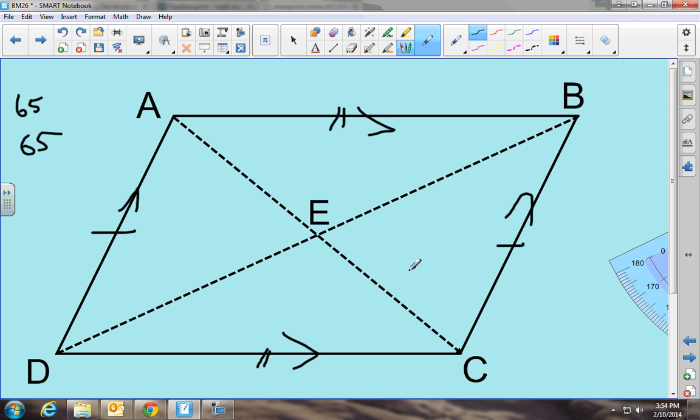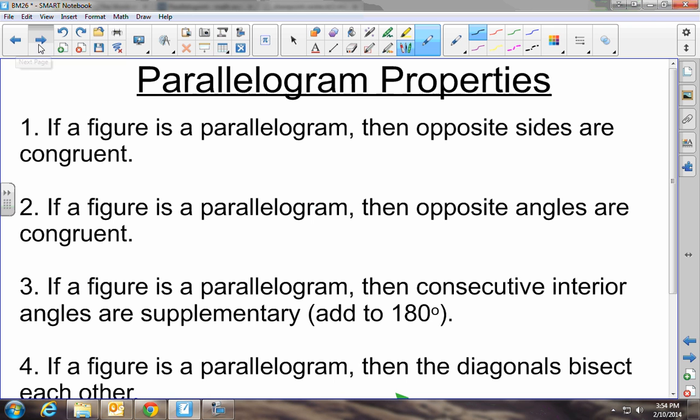All right, and we know the diagonals bisect each other. So this is equal to this, and this is equal to this. Really simple stuff. Just get it down in your notes, and we'll practice it in class.